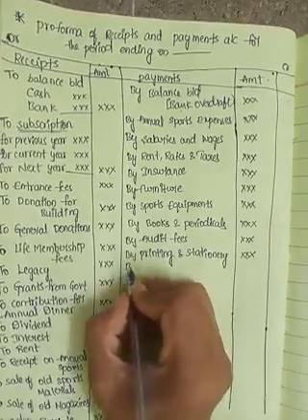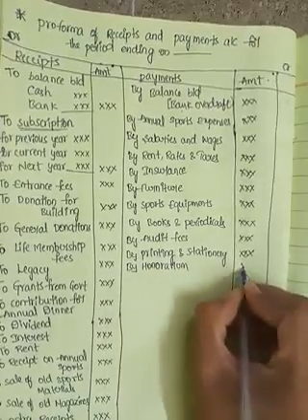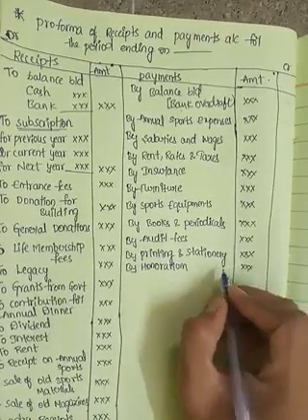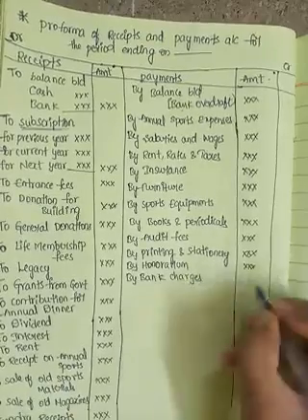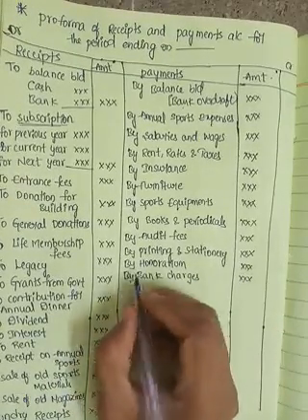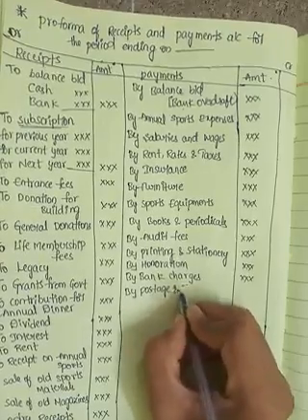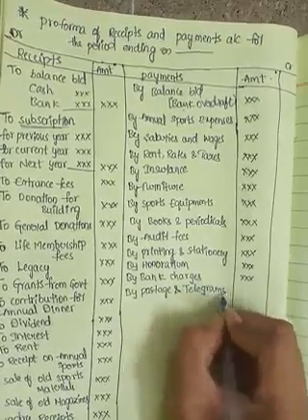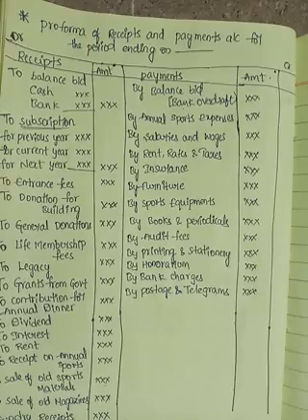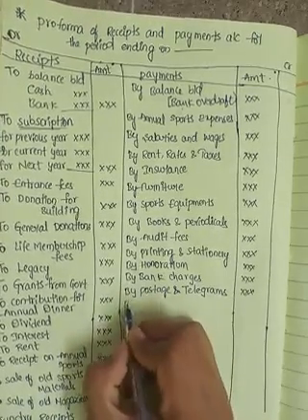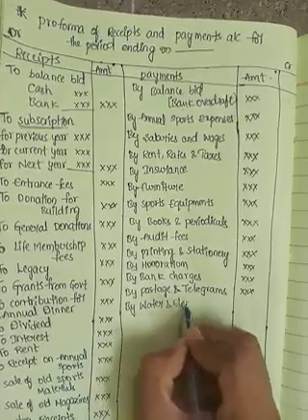Next is by honorarium. Next is by bank charges, by postage and telegrams, by water and electricity.